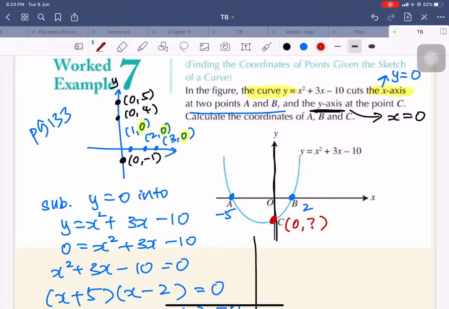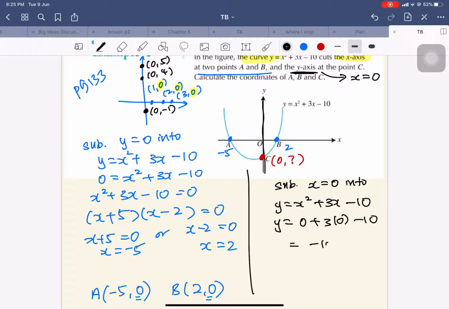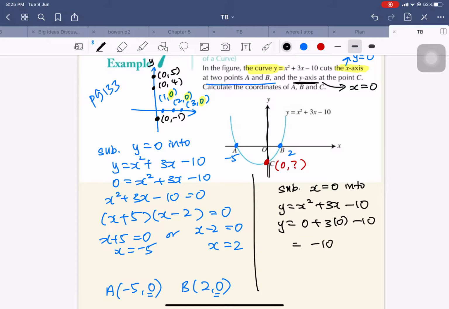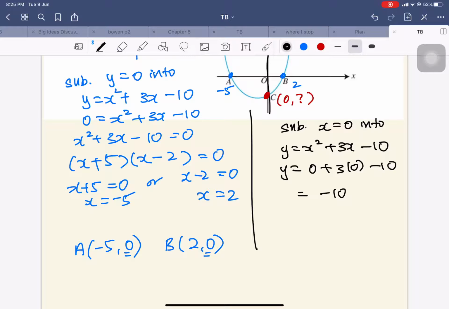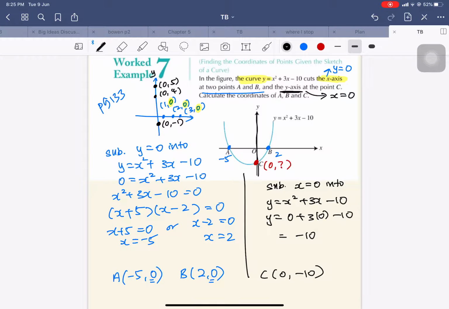I find y. Okay, so now I sub x equals 0 into the equation. So y is negative 10. Okay, then you can write down C. So C will be (0, -10). So this is how we make use of our coordinate geometry knowledge to solve a quadratic graph.